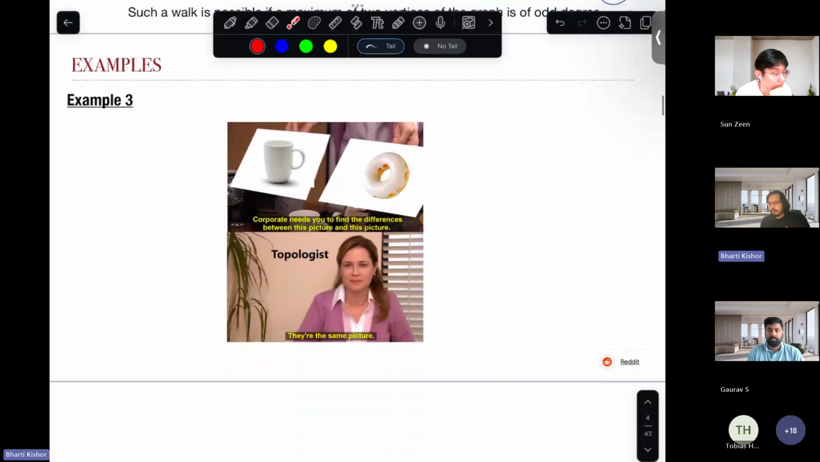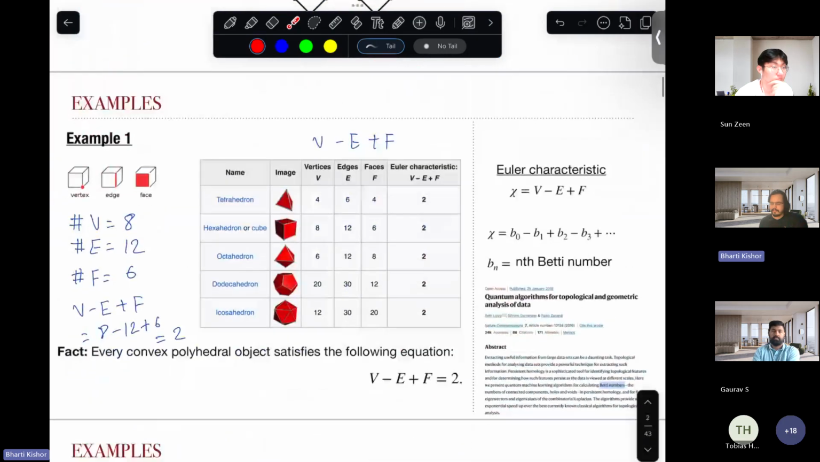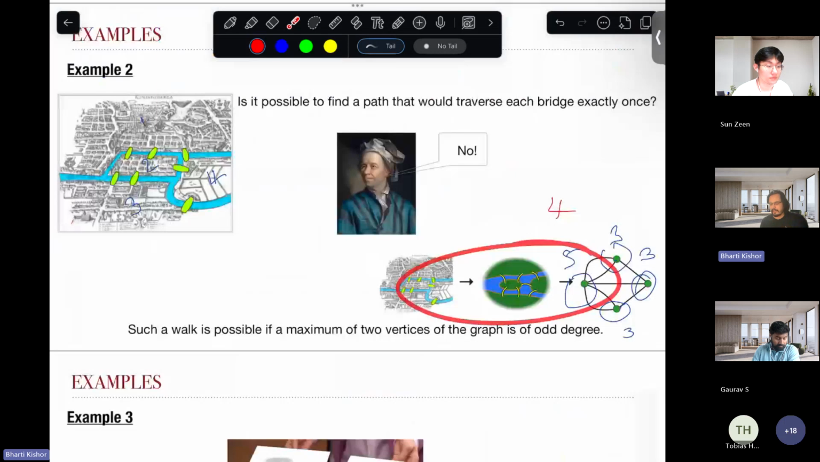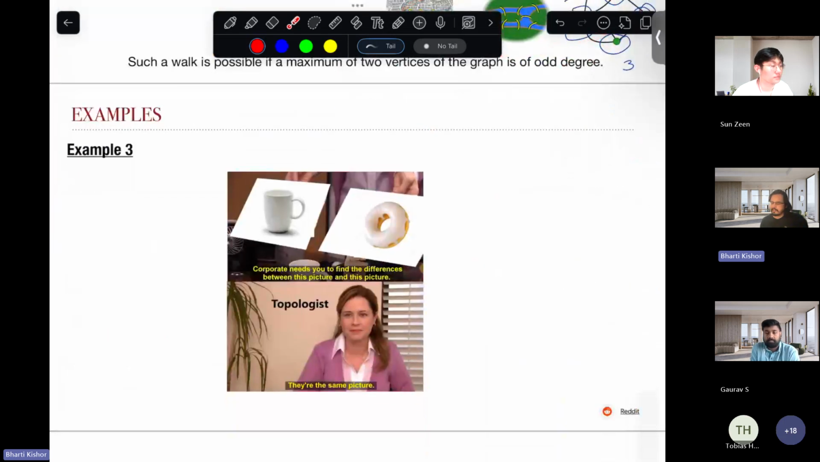Third, many of you might have seen in memes on Facebook, LinkedIn, Twitter, X, that a coffee mug and a donut are basically the same object. But in what sense are they the same? Somebody can ask this question. So 3 examples we just looked at. First example was this Euler characteristic. Second was the bridges of Königsberg. And third one was basically this, coffee mug and donut.